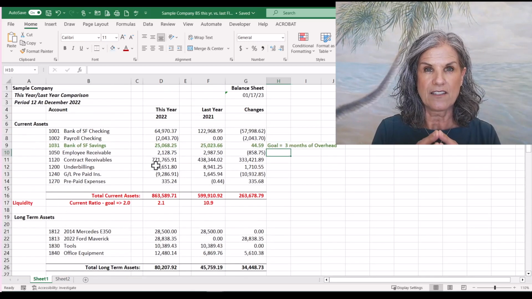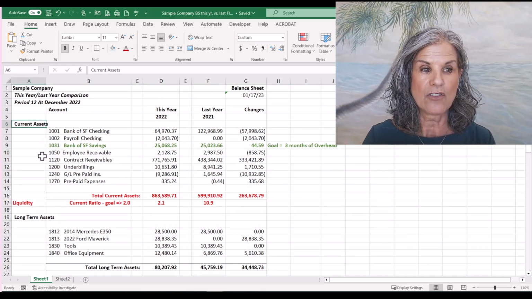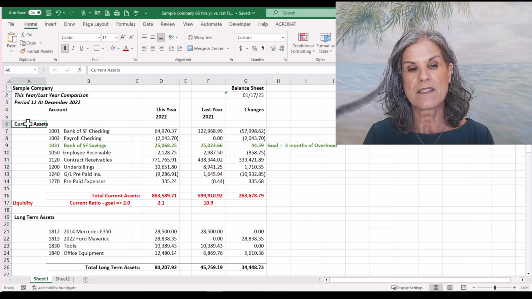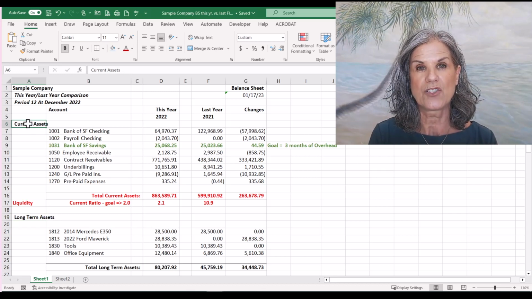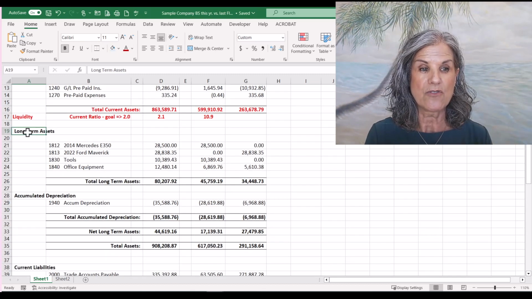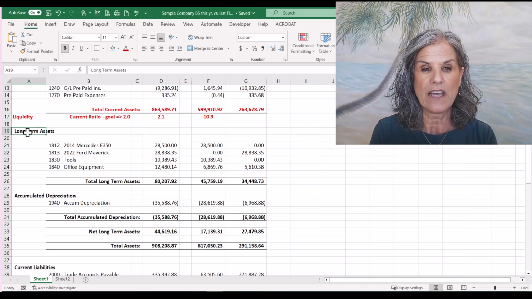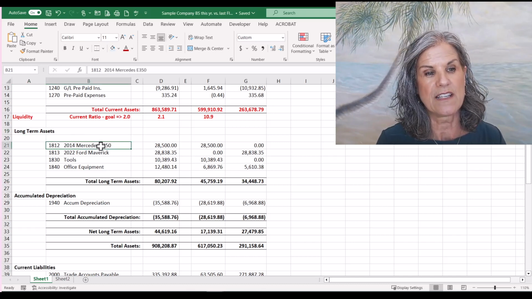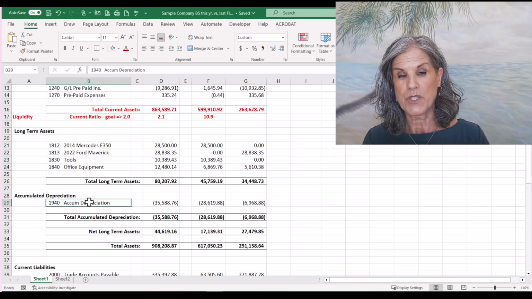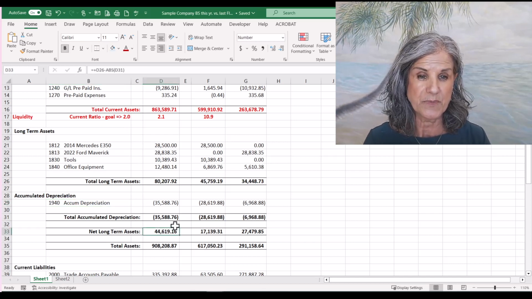The asset section is broken out into current assets and long-term assets. Current, by definition, simply means it's either cash or convertible to cash within the next 12 months. Long-term assets are things that have a value that isn't easily convertible to cash, but has a value to the business. In this case, it's fixed assets like trucks, tools, or office equipment. Those get depreciated, and then there's a net value of those assets on your books.